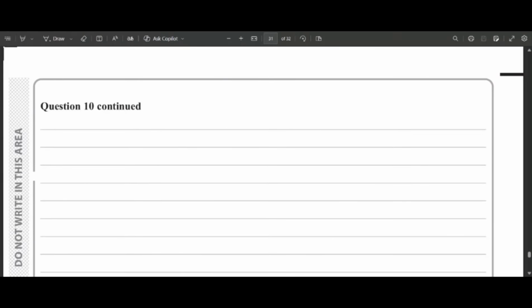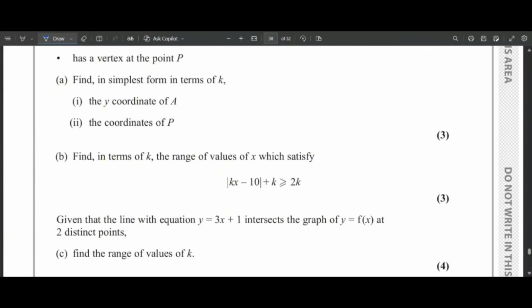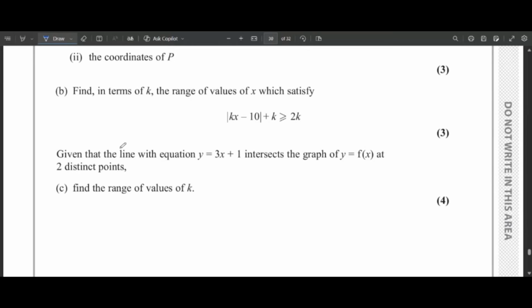For part C, we can see that it is given that the line with equation y equals 3x plus 1 intersects the graph of y equals 5x at two distinct points. We have to find the range of values of k.